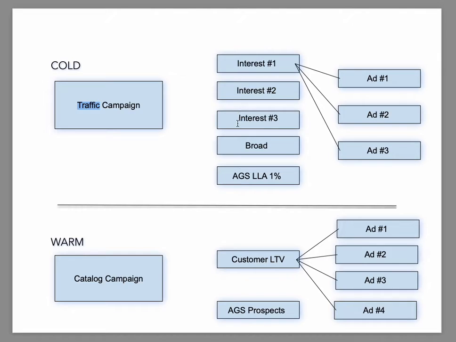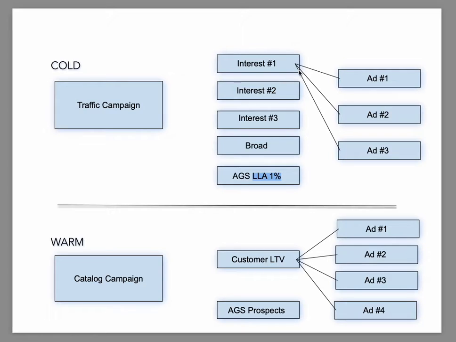You want to do 3 different interests, a broad. These are the ad sets. So interest 1, interest 2, interest 3, broad ad set, and the ads group system prospect list lookalike. And when you're just getting started, just do a 1% lookalike. That's going to be the best lookalike possible.